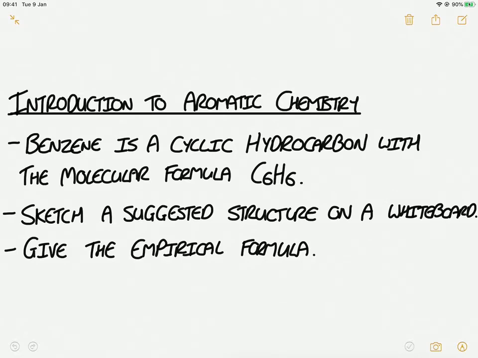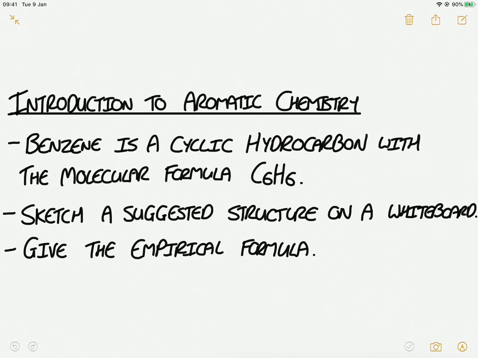Aromatic chemistry is all about a compound called benzene and its derivatives. Okay, so benzene is a cyclic hydrocarbon and it has the molecular formula given in the slide. Your job is to pause the video, try and suggest a structure for benzene, and then give the empirical formula that relates to that molecular formula.